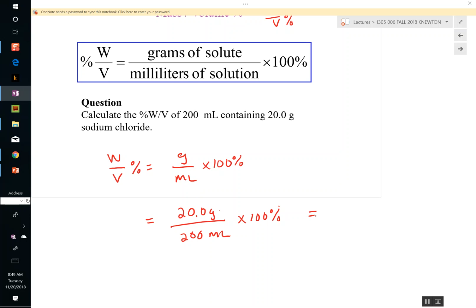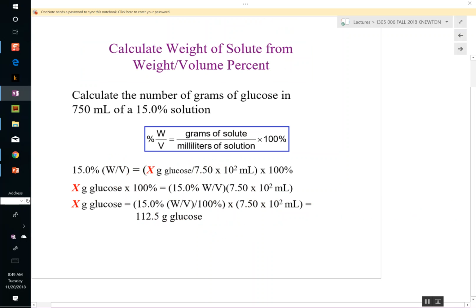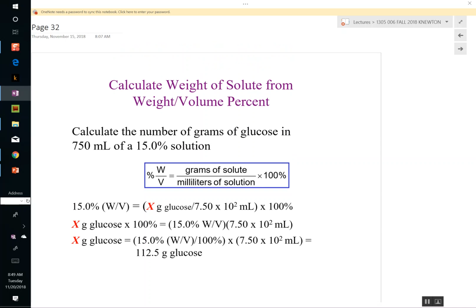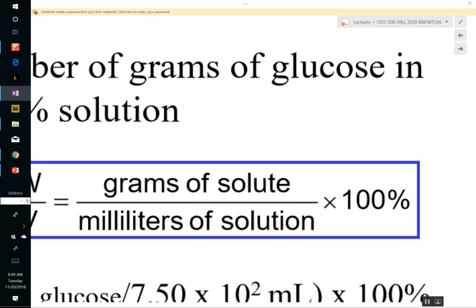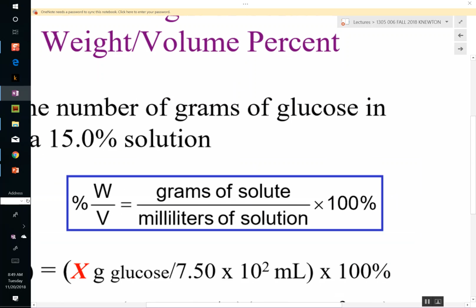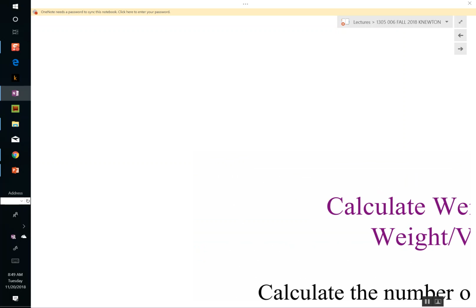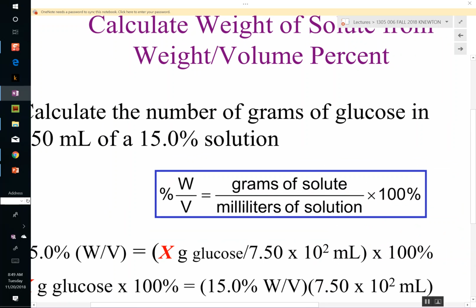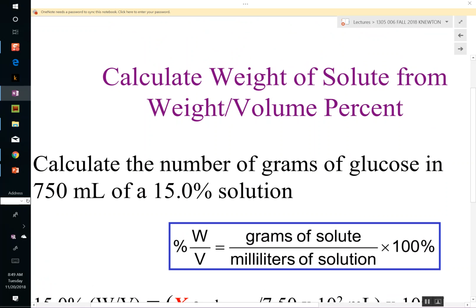And so what percent solution is this? 10%. It's a 10% solution. See if we got another one to do real quickly here. Okay, this is a harder problem. How can I do this? There we go. Let's do that.